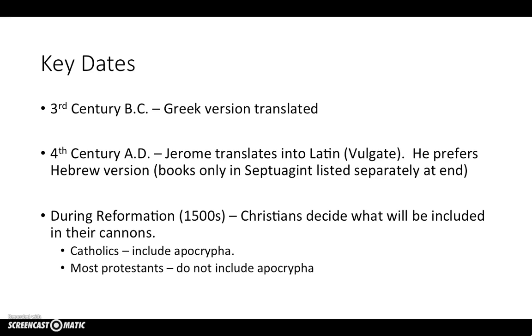During the Reformation in the 1500s, Christians are trying to decide what will be included as canonical books. Which books are they going to recognize as part of the Bible? Catholics at that point decide that it should include the Apocrypha. By contrast, most Protestants choose not to include the Apocrypha.